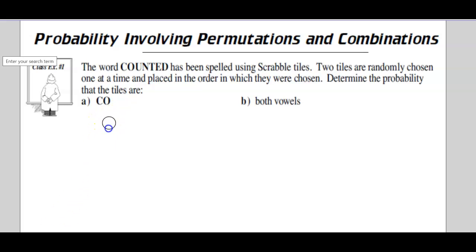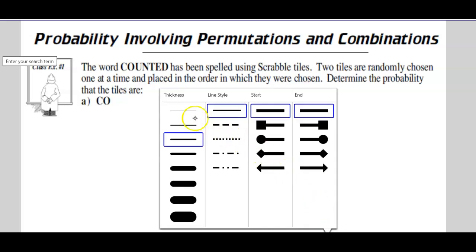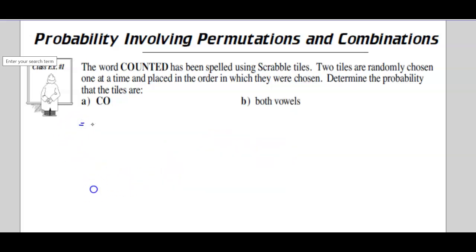Okay, so CO. There's one way to get C and one way to get O, right? Because there's just one of each. So probability will be 1 over all the ways, all the arrangements of any 2 letters, right? Because it says 2 tiles are randomly chosen. So what are all the possible 2-letter arrangements of the letters in counted?